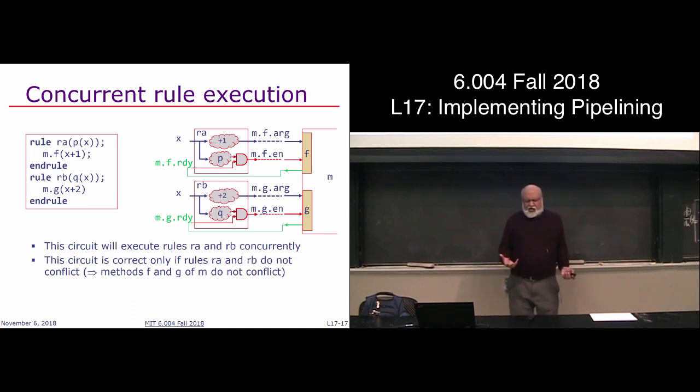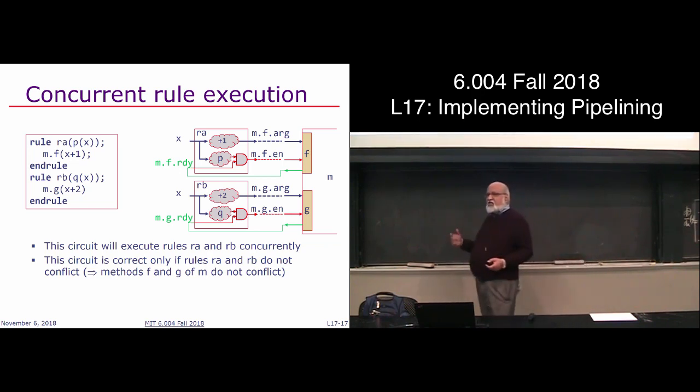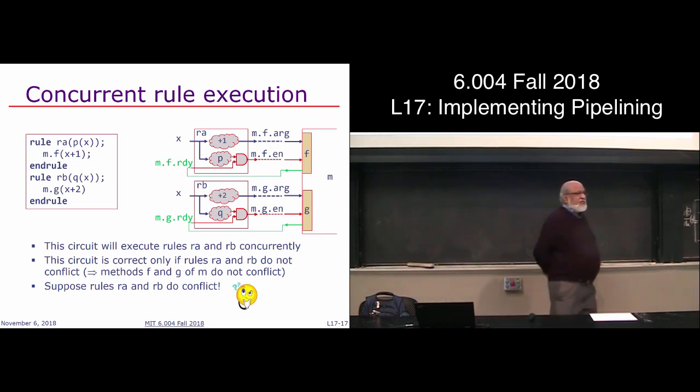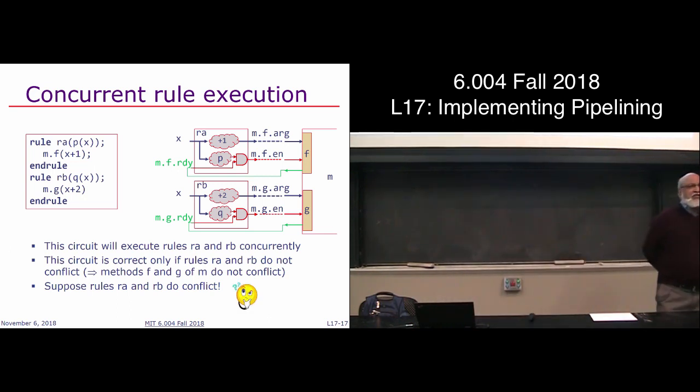So how do I know whether F and G conflict or not? That information is coming to me in the conflict matrix. I can just study it, I can look at it and say, do F and G conflict or not? This is a question independently answerable by how we wired this thing up. Suppose rules RA and RB do conflict, then what circuit should I generate here? Because this circuit is clearly wrong in that case. Any ideas?